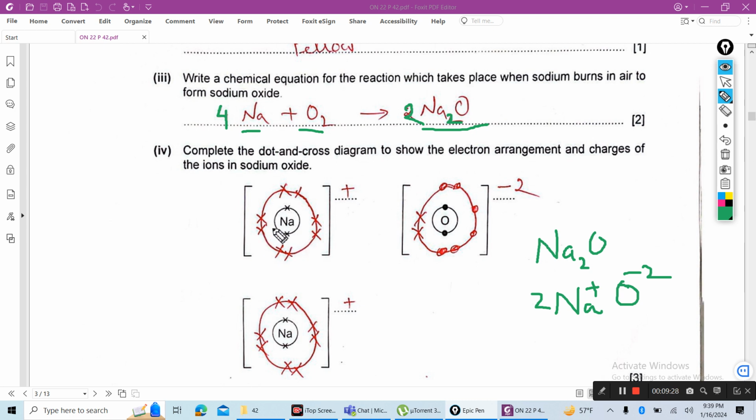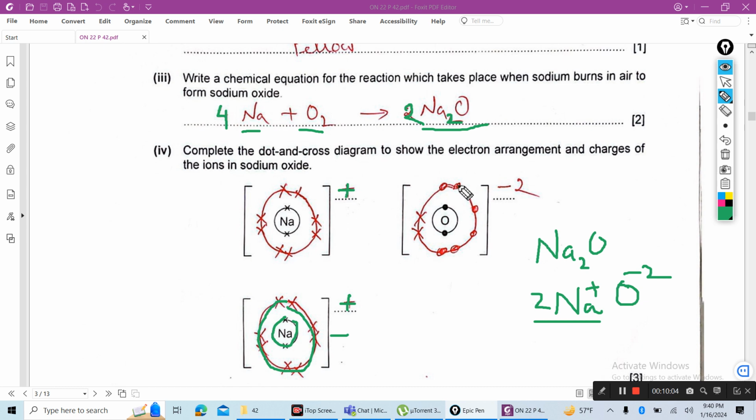So here 2 sodium, 2 with 10 electrons. Sodium is group 1, so it has 1 electron in its outer shell. When it loses it, it forms a positive ion, a single positive ion. This is also the same because there are 2 sodium ions. First shell 2 electrons, second shell 8 electrons, outer shell lost 1 electron, it becomes a positive ion. 2 sodium atoms lose 2 electrons.